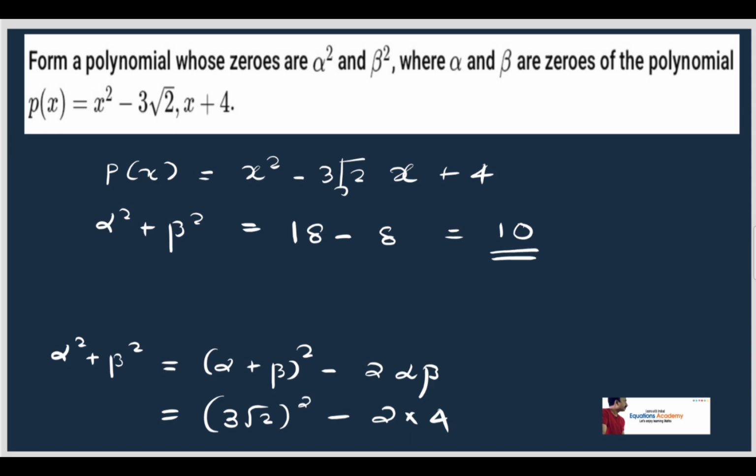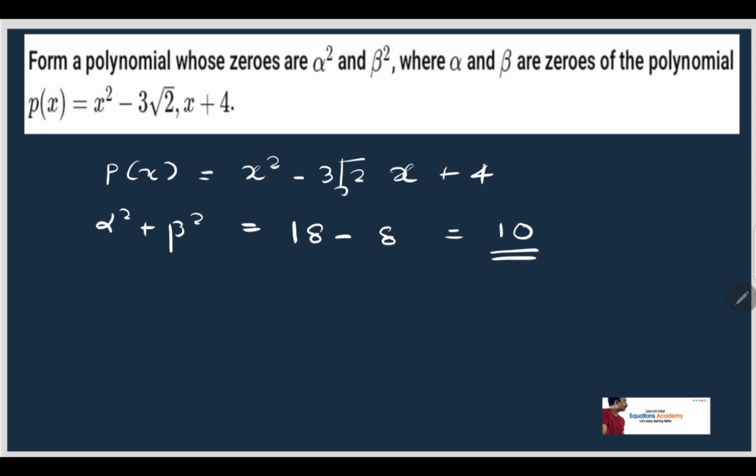Now we will find the product of the zeros, when the zeros are alpha square and beta square. So the product of the zeros is alpha square into beta square. What is alpha square beta square? We know alpha beta is 4. So alpha square beta square will be 4 square, that is 16. So we got alpha square beta square is equal to 16.